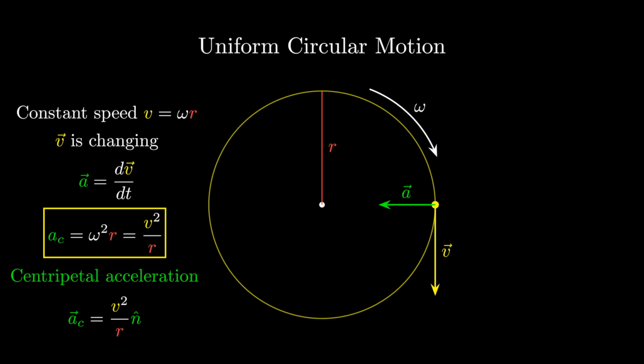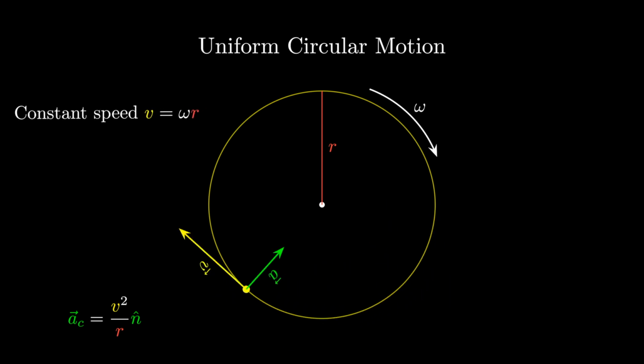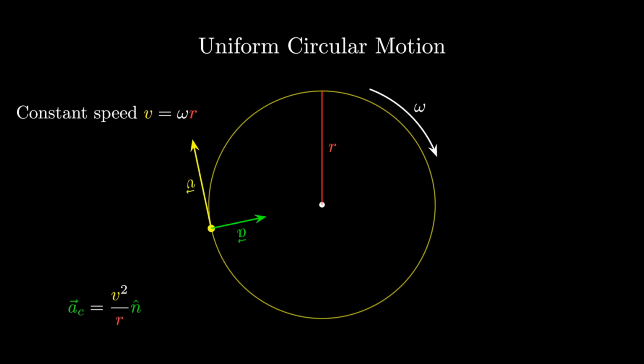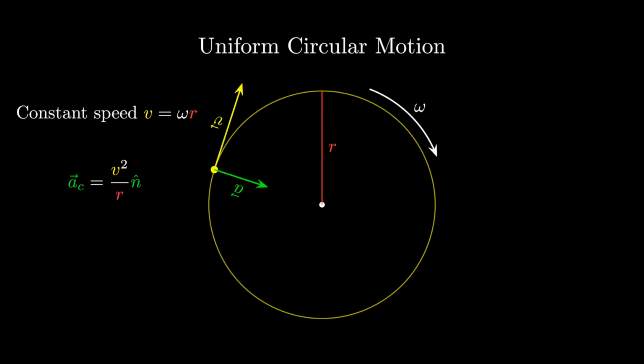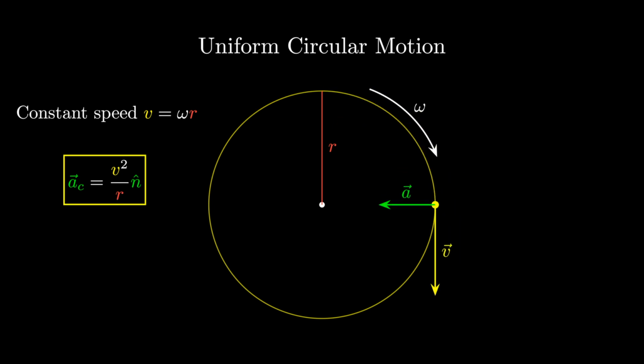It's worth emphasizing this result one more time. We have just shown that when an object moves in uniform circular motion, we immediately know that its acceleration points toward the center of the circle and has a magnitude of v squared over r. This is a powerful result that turns out to be extremely useful.